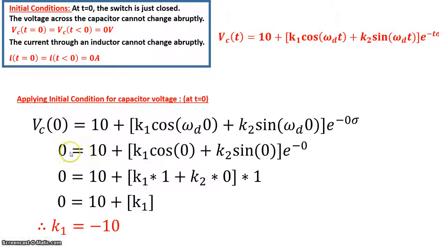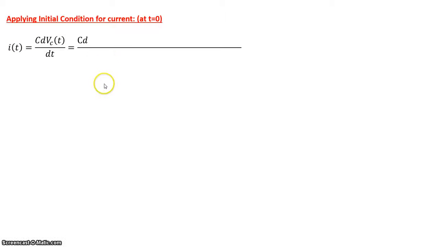Now let's take a look at K2. For that, we'll use the initial condition for the current through the system. Now, before applying the initial condition for t equals 0, we need to figure out what i(t) is. So i is C dV/dt, so we need to take the derivative of that. So here is C times d/dt of V(t), which was 10 plus (K1 cosine omega_d t plus K2 sine omega_d t) e to the power minus t sigma.